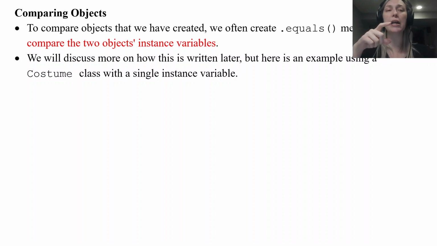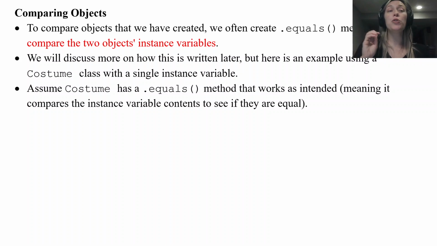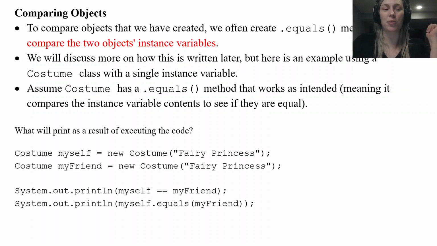I have a costume class with a single instance variable, just a string that says what the costume is. You assume costume has a .equals method that works as intended, right? And this is kind of the language used on the computer science exam, meaning that it compares the instance variable contents to see if they are equal. So whenever it says assume the method works as intended, it just means you can use it freely in your program and assume it's going to do what you want it to do. The .equals method compares contents. It does not compare boxes like the equal to does.